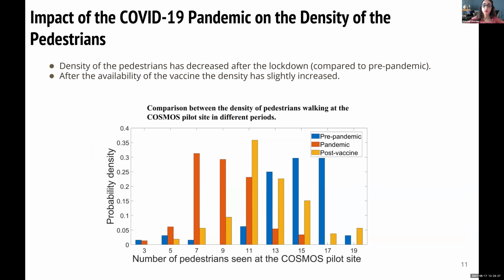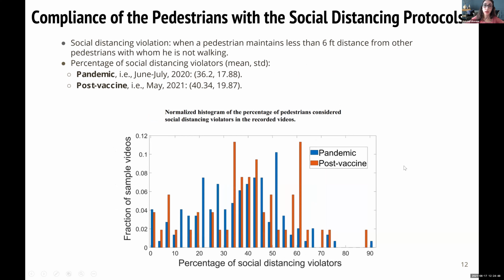So for example, in this plot, we compare the density of the pedestrians in 3 different stages of time. This illustrates how the density of pedestrians has decreased right after the lockdown, while it has slightly increased after the availability of the vaccine. And we also performed a measurement on the compliance of the pedestrians with social distancing policies. For example, in this plot, we show the percent of social distancing violators in pandemic videos and in post-vaccine videos. As you see, the distribution for the post-vaccine has slightly shifted to the right.